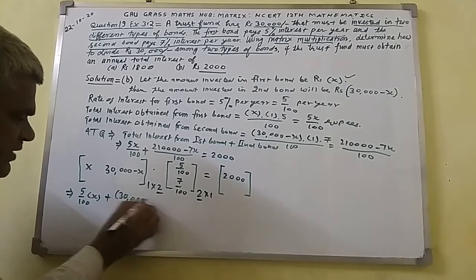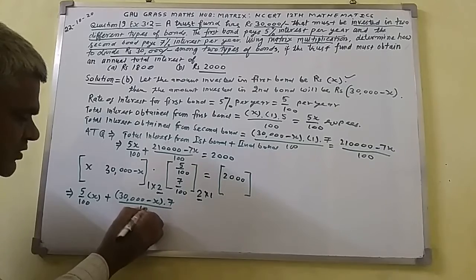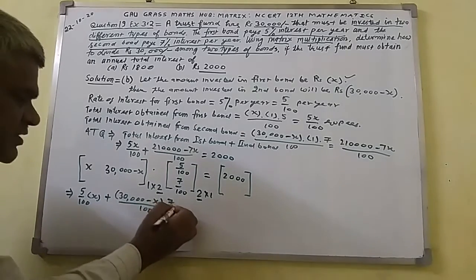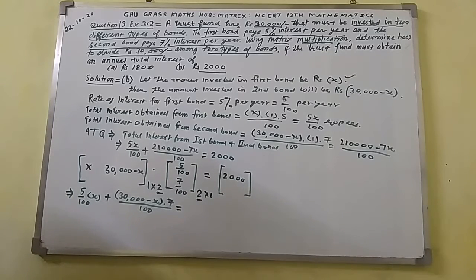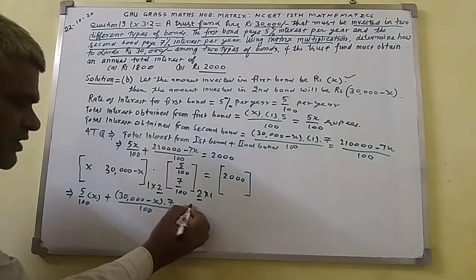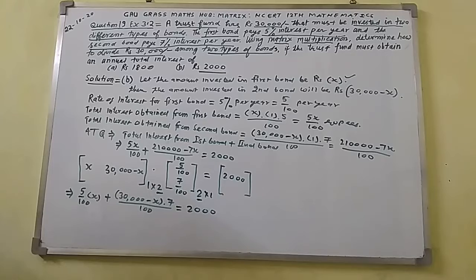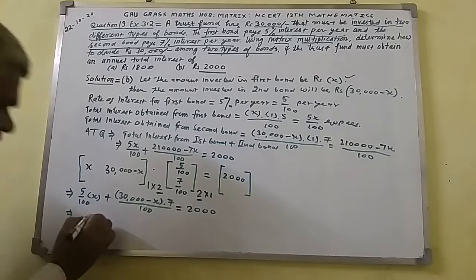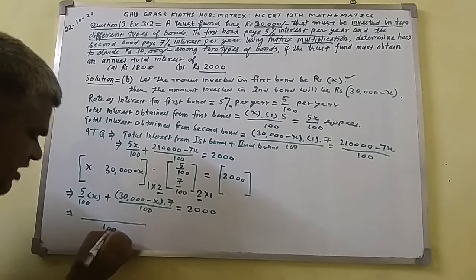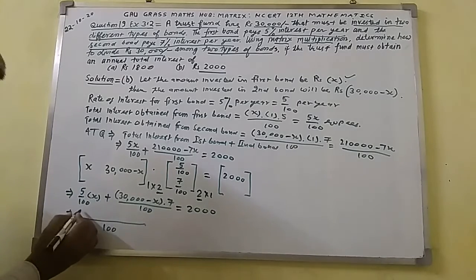So here you can write 30,000 minus x will multiply to 7 over 100. So you will get this one, total annual interest from both the bonds rupees 2000. Do the operation here, you will get the value of x very well. What to do in this case? Take the LCM here, 100. 100 will be the LCM here, and this 5 will multiply to x. You will get here 5x.